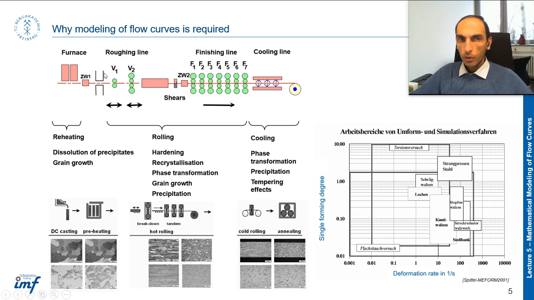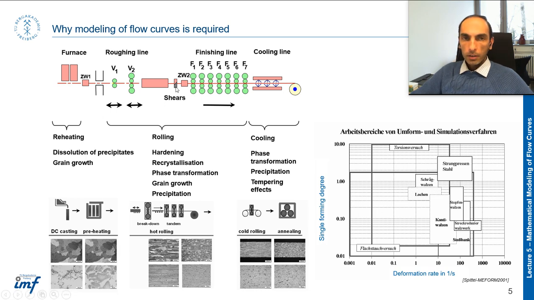And then when we go to roughing line or rough rolling, on each stage you will have hardening, recrystallization, phase transformation, grain growth, and again precipitation or precipitation hardening. So we can look into all these phenomena as a package, which on the stage that you have the temperature high enough and you're applying the deformation, these macroscopic phenomena can affect the mechanical properties and flow stress.